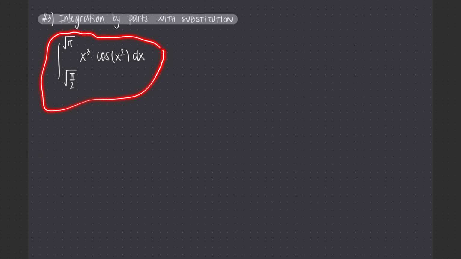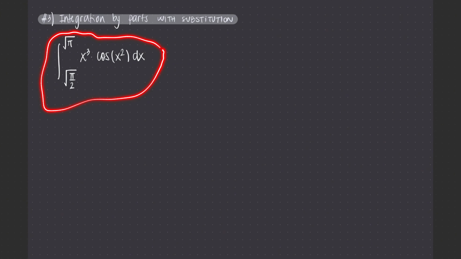Now we're going to move to integration by parts with substitution, and lastly, we're going to do a cyclic one. All right, so on this third example, we have integration by parts with substitution. Now, this integral is not a trivial one. It's hard to see what should be done, and it's hard to see which techniques should be used.